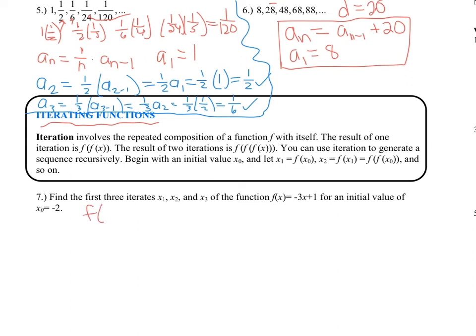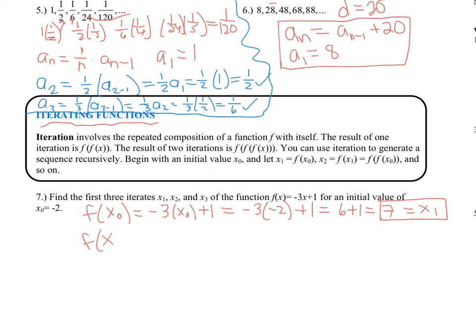So basically what you're going to keep doing is taking the number you get and plugging it back into this function. So you're going to take negative 3 times the previous term, which in this case was negative 2, and then you're going to add 1. Negative 3 times negative 2 is 6, plus 1 is 7. So that's your first iteration. X sub 1 equals 7.